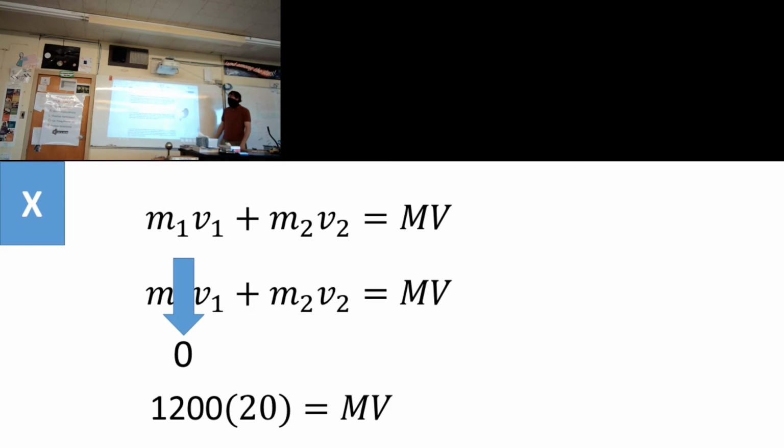Negative 20? But is that in the x direction? Oh, then it would be 0. Yeah, 0 this time, right? So this is going to be 0, and that's equal to big M, big V. Big M is what? How do we get that?